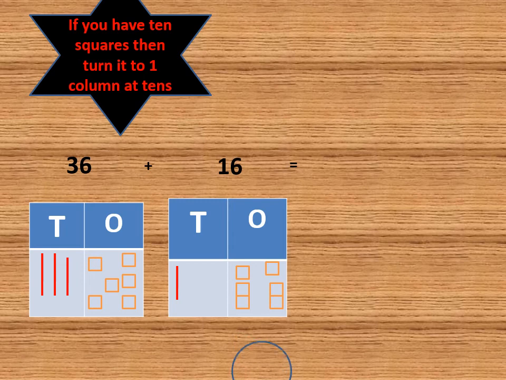When I add, I'll count ones with ones. Okay. Count how many small squares? 1, 2, 3, 4, 5, 6, 7, 8, 9, 10. Stop. I can't put 10 in ones. So I'll take them and turn them into 1 in tens.